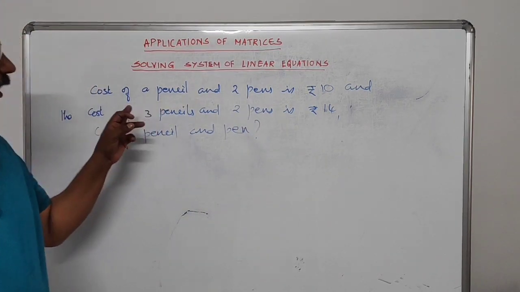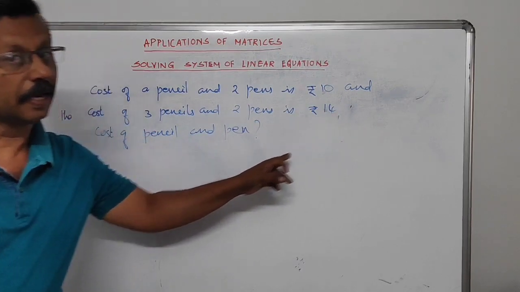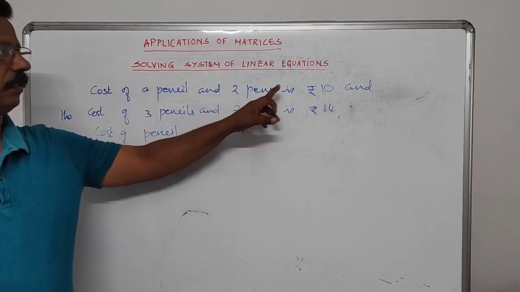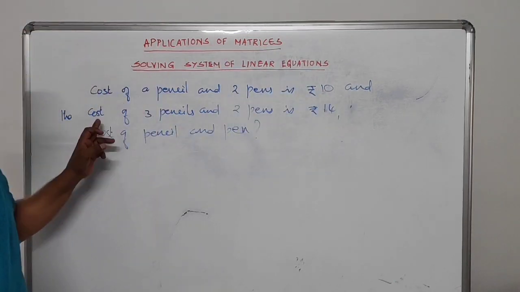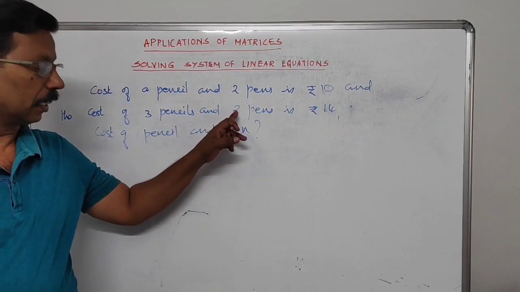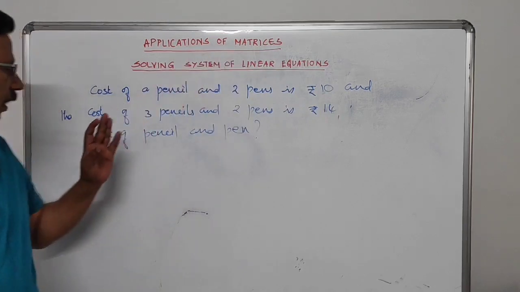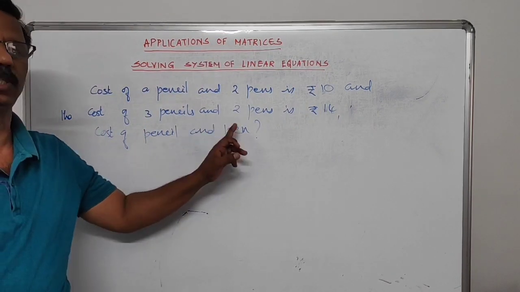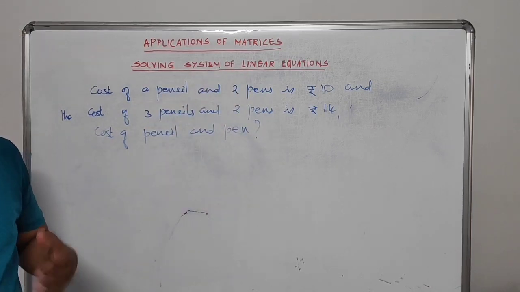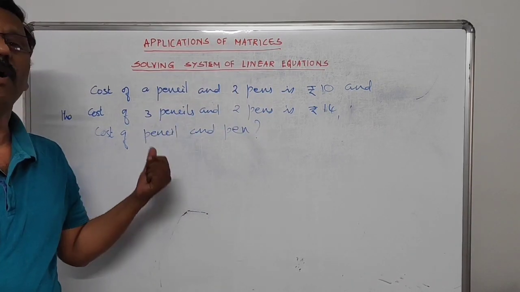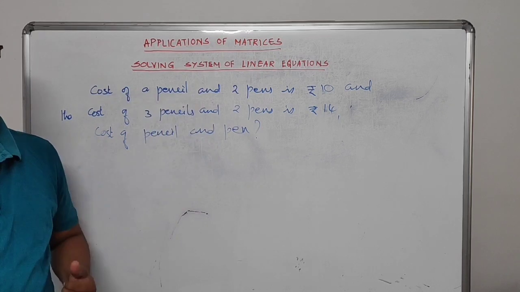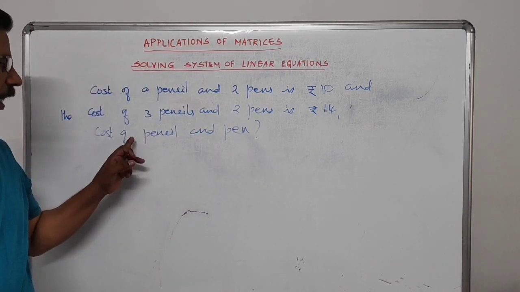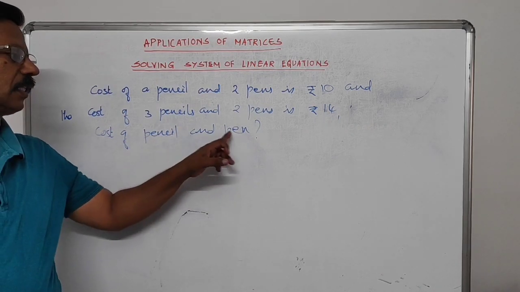These types of problems we have already done in 10th standard. The cost of a pencil and 2 pens is rupees 10 and the cost of 3 pencils and 2 pens is rupees 14. Then we need to find the cost of each pencil and each pen. How do we find it? First of all, we have to form the linear equations. Which are unknown here? The cost of a pencil and the cost of a pen.